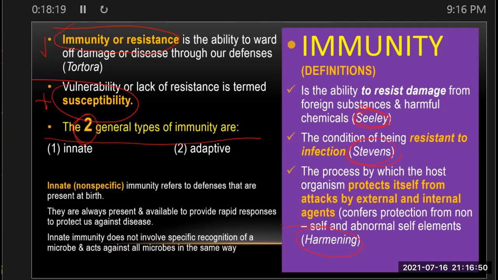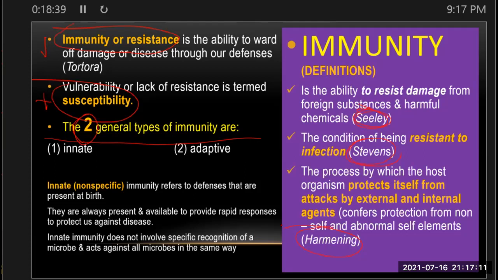While Harmening, this one is a bit lengthy. In the book, it says that immunity is the process by which the host organism protects itself from attacks by external and internal agents. And immunity confers protection from non-self. Non-self meaning not coming from the body, and abnormal self elements.